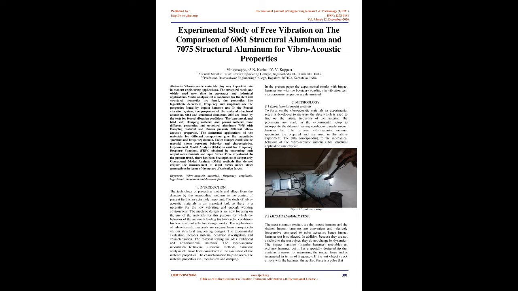In the forced vibration system, the properties of the materials structural aluminum 6061 and structural aluminum 7075 are found by the tests for forced vibration conditions. The base metal, and 6061 with damping material and porous material have different properties, and structural aluminum 7075 with damping material and porous material presents different vibroacoustic properties.